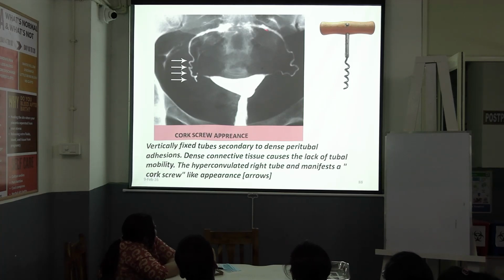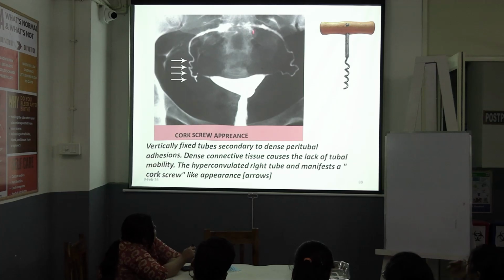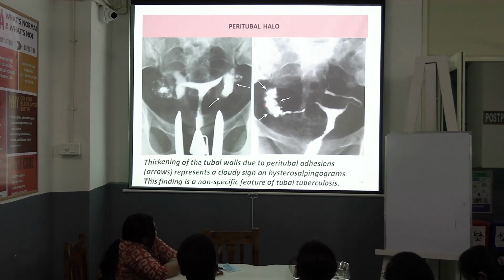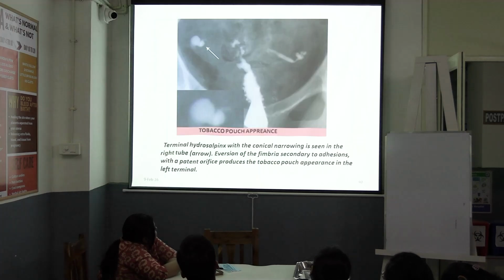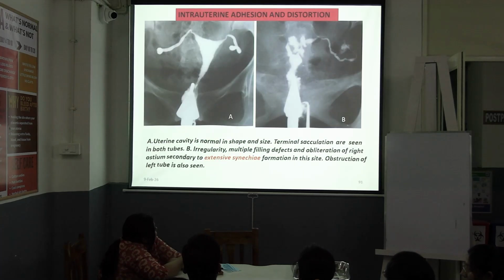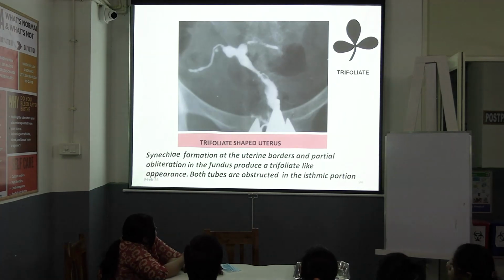See. Generally what happens, the tubes are lying like this, facing downwards, but due to adhesion what has happened, see the peritoneal spillage is over here. Due to this extravasation of the fluid is there, but due to adhesion these margins are very hazy, cloudy on HSG. This is a tobacco pouch appearance. This is also very common in case of genital TB. These pictures you should always remember.